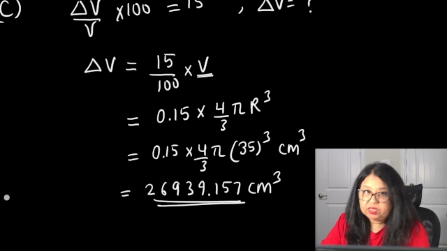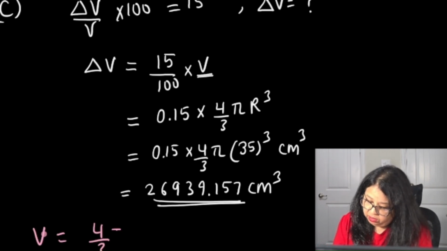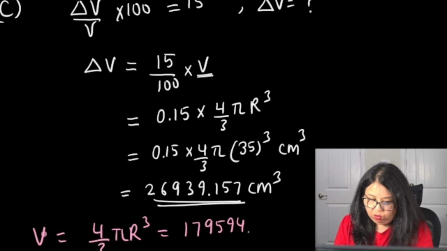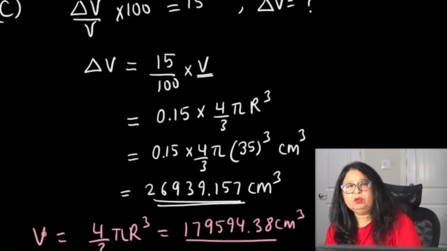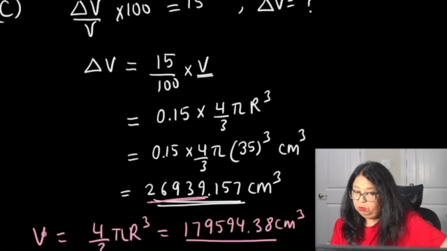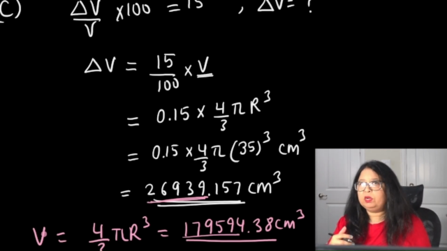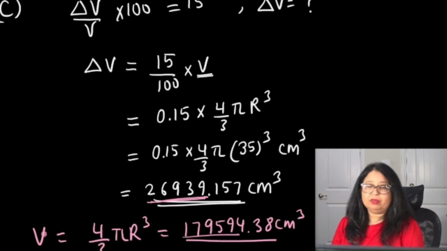But what is V? V is 4 over 3 pi r cubed. This is going to be equal to 179,594.38 cubic centimeters. So yeah, sure, I mean, it's a huge error. But the volume, it's even huger. Is huger a word? I don't think so. But it sounded cool, so why not?